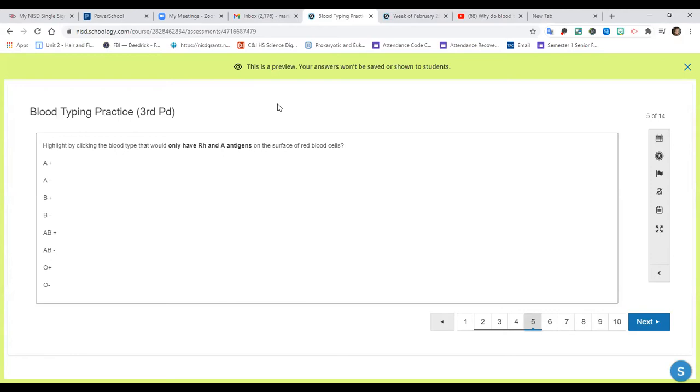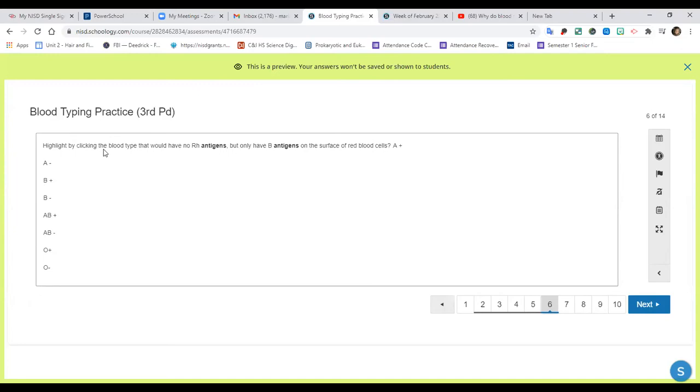Come on, you guys. It only has A antigens. So if it has A antigens, that means it's an A. It's one of these two. But it has RH too. So RH is either positive or negative. If you have it, then it's positive. Simple as that. Okay? Let's go look at the next one.